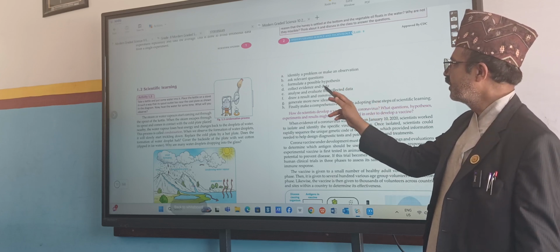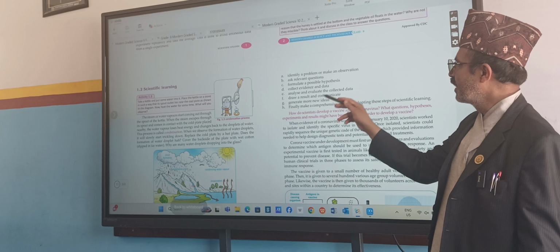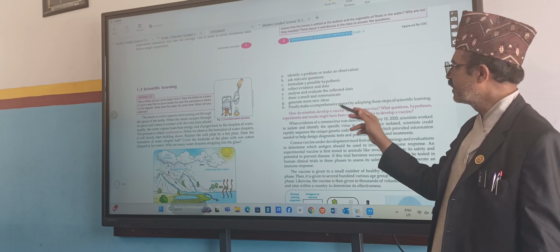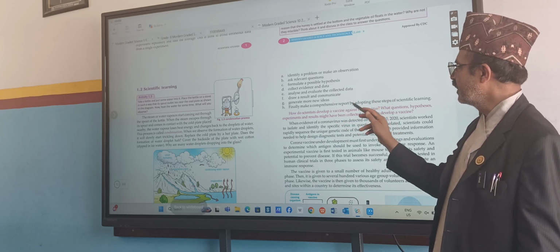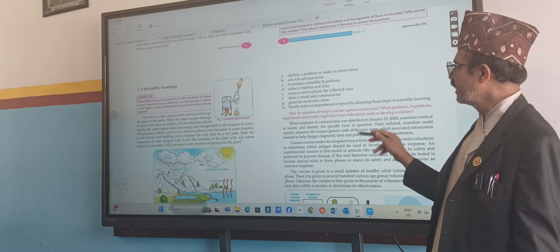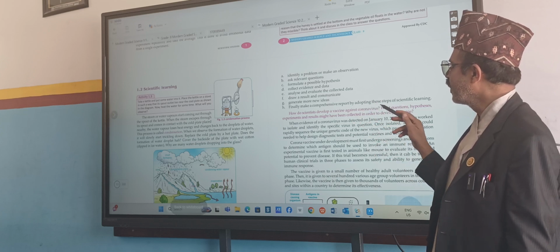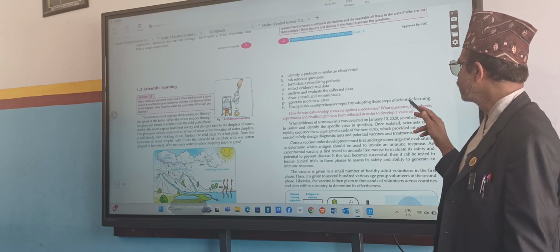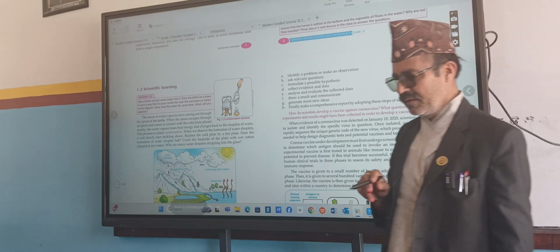Next, collect evidence and data. Analyze and evaluate the collected data. Draw a result and communicate. Generate more new ideas. Finally, make a comprehensive report by adopting these steps of the scientific method.